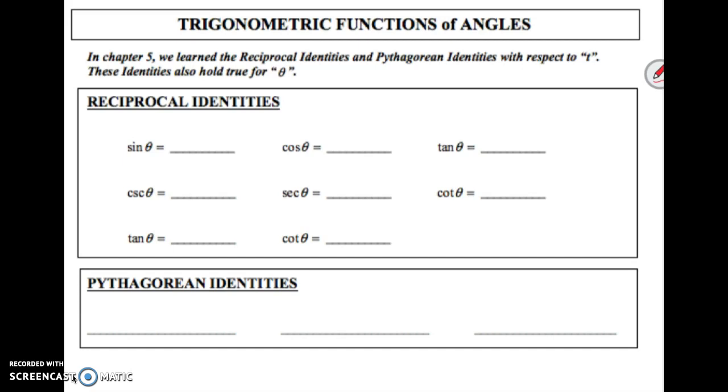So sine of theta we know is the reciprocal of cosecant. So sine of theta is equivalent to 1 over cosecant of theta. And similarly, cosecant of theta is equal to 1 over sine of theta. Cosine of theta is the reciprocal to secant, so cosine of theta is equal to 1 over secant of theta, and similarly secant of theta is equal to 1 over cosine of theta.